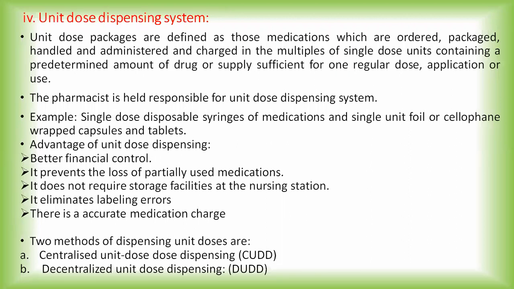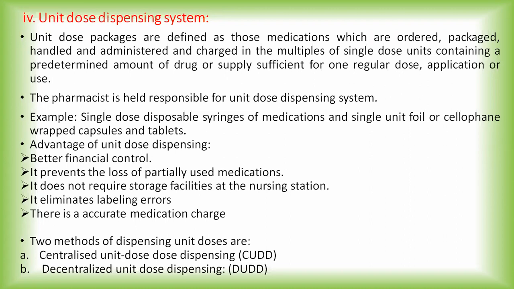So for example, you can see single dose disposable syringes of medication, and single unit foil or cellophane wrapped capsules and tablets are then prepared from the bulk supply. So what are the advantages of unit dose dispensing? Better financial control. As I told earlier, in bulk the drugs will be taken and then unit dispensing of the drug will be done by the pharmacist. Obviously the financial control will be very good.